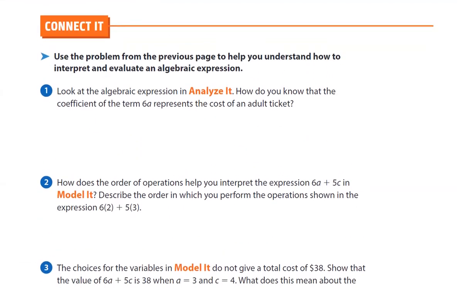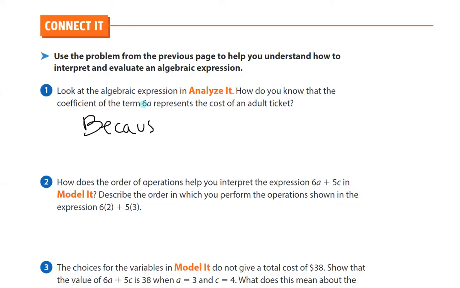For page 77, number 1, look at the algebraic expression and analyze it. How do you know that the coefficient of the term 6A represents the cost of an adult ticket? So remember, the coefficient is the number that goes with the variable. So how do you know that that 6 represents the cost of an adult ticket? And that is because, let's keep this simple, because A is the number of adults.